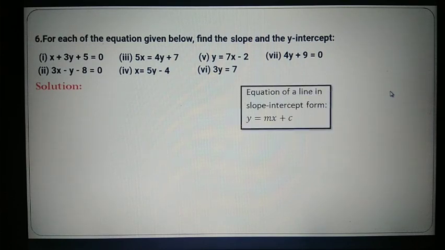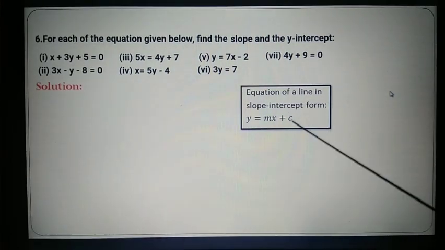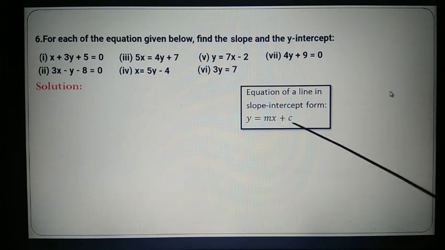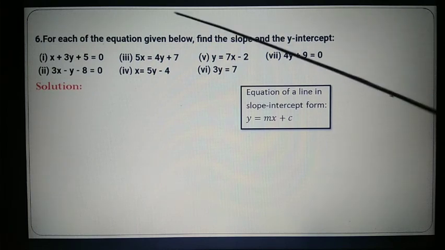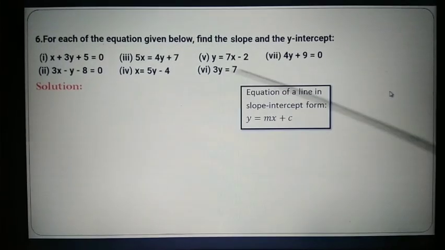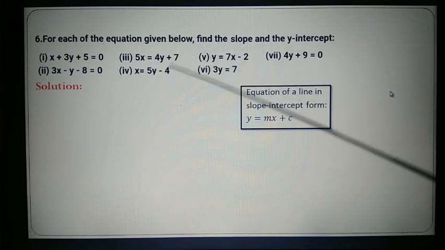Before we do that, as I said, the equation of a line in slope intercept form is y equals mx plus c. So basically first I am going to find what is my m and what is my c. That gives me slope and y-intercept. Whatever equations are given in the questions, I am going to turn them into this format. Is that clear?